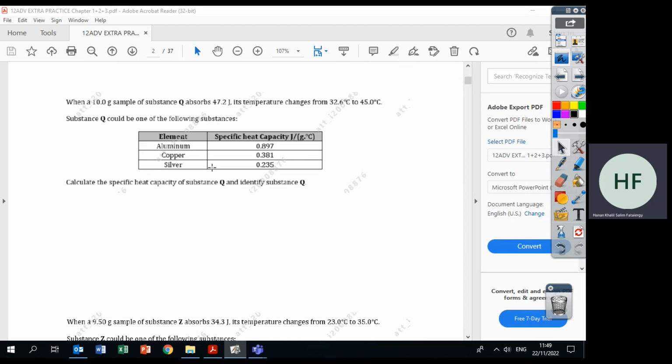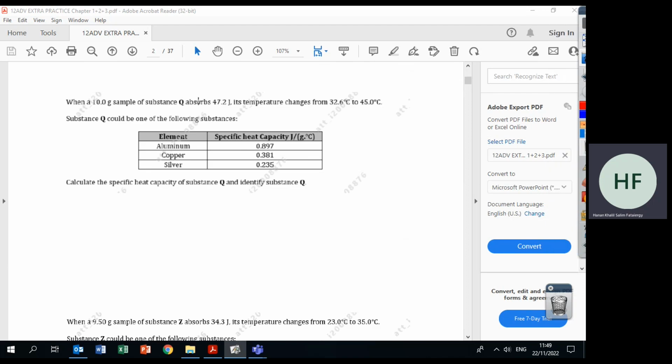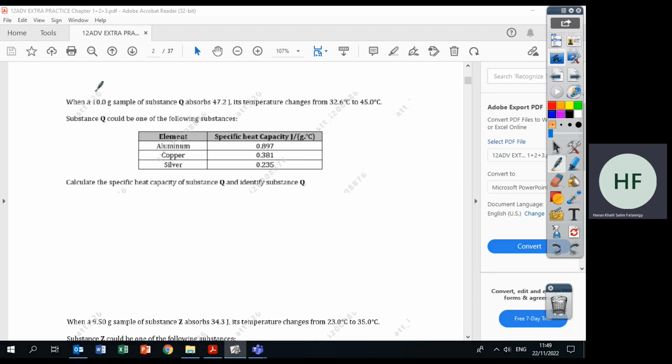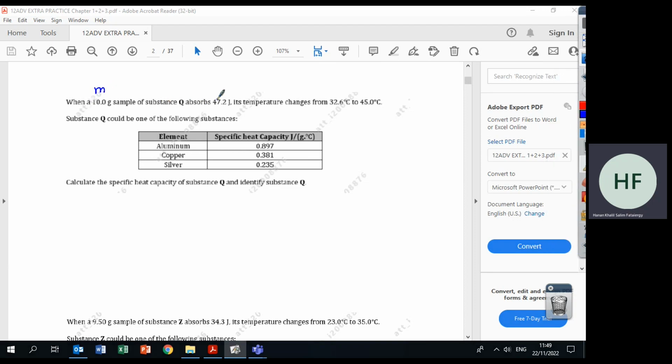Okay, now question number 3. It says when a 10-gram sample absorbs 47.2 joules. So 10 grams, this is the mass, and 47.2 joules, this is Q. Its temperature changes from this number to this number. This is the initial and this is the final. Now substance Q could be, we need to calculate the specific heat capacity, which is C, and then see what the substance is. Okay, now pause the video, do the question by yourselves and check your answer.